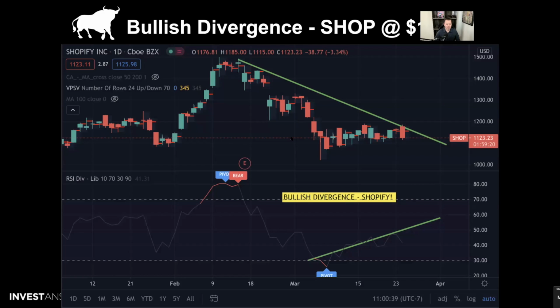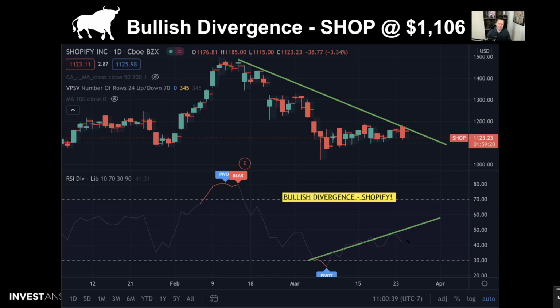So this is Shopify. Shopify right now, and I made this chart, was at $1,106. And if you look at the trend line for the price above in the top part, you can see I drew a trend line from the top to the bottom, and the trend is obviously down for Shopify. Now, if you look at the RSI down here as well, you can see the trend is up. So this is called a bullish divergence.